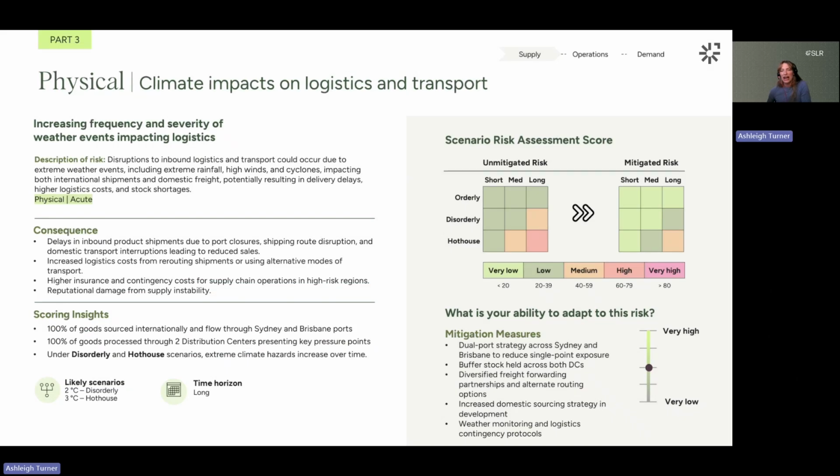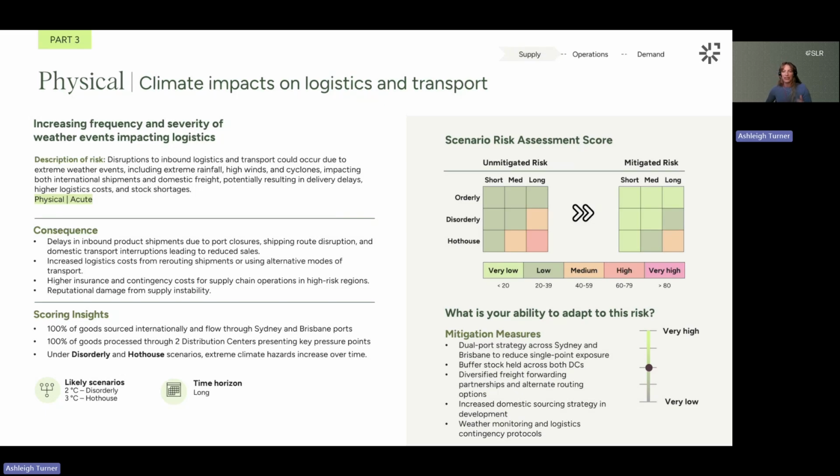I want to bring this to life with an example. This is the kind of walkthrough that we'd go through in a climate risk and opportunity workshop. In this example, the risk is increasing frequency and severity of weather impacts on logistics and transport. Specifically thinking about how extreme rainfall, high winds, cyclones could disrupt inbound logistics through things like port closures, disruption to shipping routes, road flooding, for example, and how that could lead to delivery delays or high logistics costs or stock shortages.